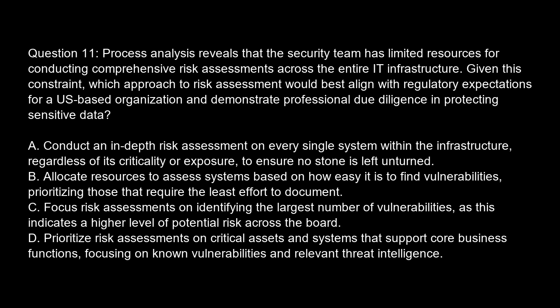Option B. Allocate resources to assess systems based on how easy it is to find vulnerabilities, prioritizing those that require the least effort to document. Option C. Focus risk assessments on identifying the largest number of vulnerabilities, as this indicates a higher level of potential risk across the board. Option D. Prioritize risk assessments on critical assets and systems that support core business functions, focusing on known vulnerabilities and relevant threat intelligence.